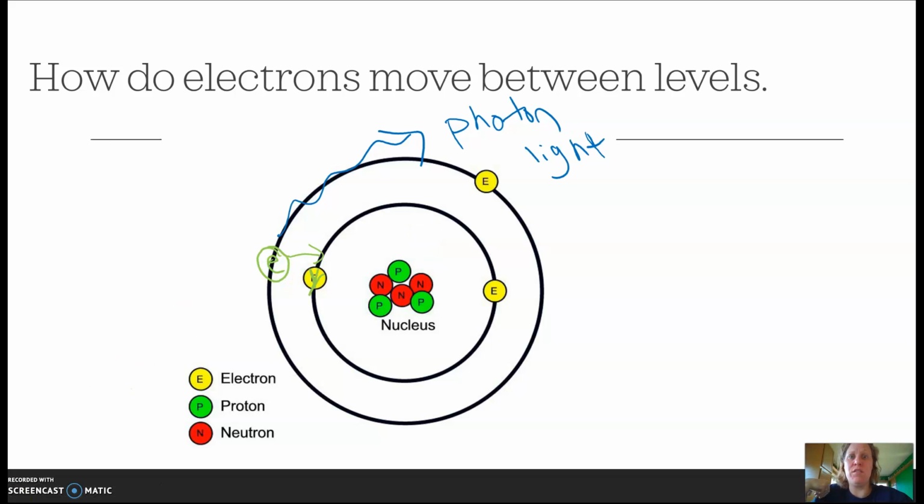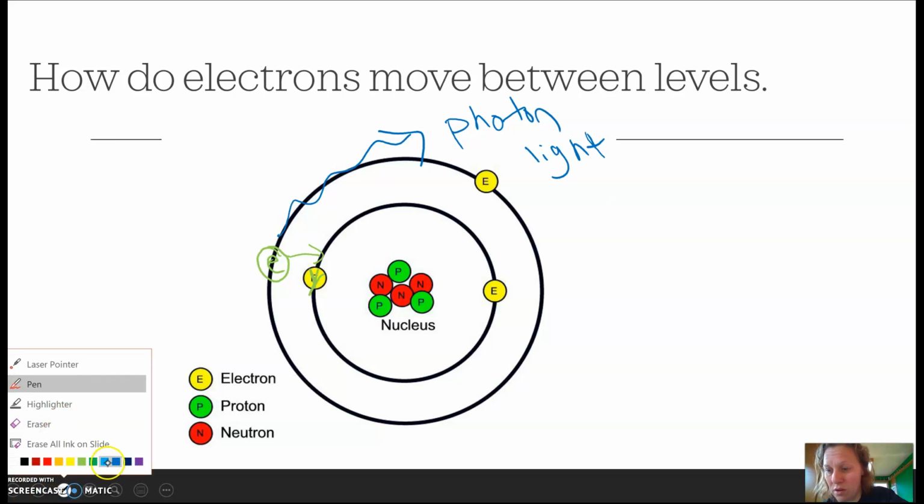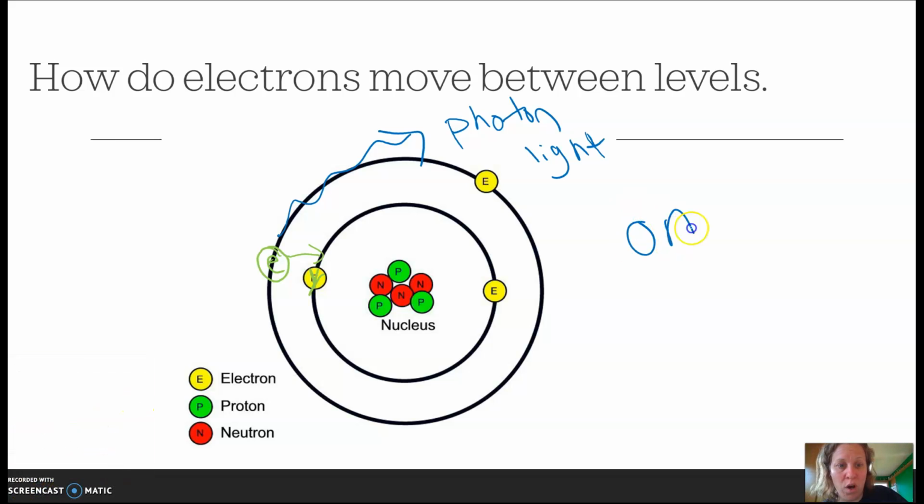Okay, so I wanted to add on to this photon idea. I forgot what it was. Hold on. Okay, so I remembered. The neat thing about a photon is that it is only one specific color.